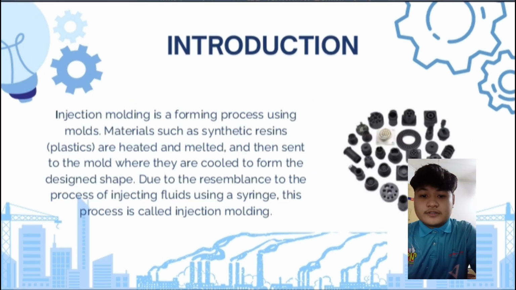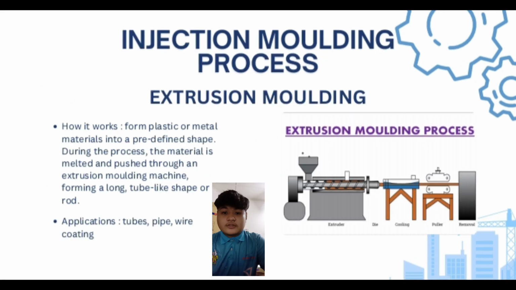So first, introduction. Injection molding is a forming process using mold. Materials such as synthetic resin are heated and melted and then sent to the mold where they are cooled to form the designed shape. Due to the resemblance to the process of injecting fluid using a syringe, this process is called injection molding. Now we go to injection molding process.